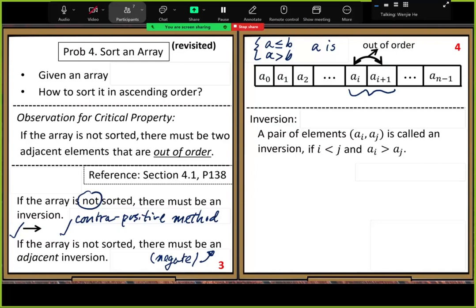Here we use logic. The contrapositive method is correct by logic. That's pure logic. Pure logic has this rule. The contrapositive is based on a logic rule.